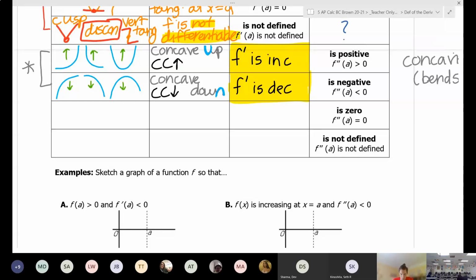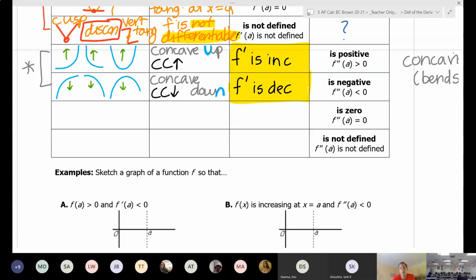In math classes in general, mathematicians are not known for writing long essays. Mathematicians like to be short, clear, and concise. So to help you with that in this class, and also so you don't lose points on the AP exam, I would try to avoid the word "it" as much as possible. Instead of saying things like "it is decreasing," you want to say things like "f prime is decreasing," or "the function is decreasing." So you want to be clear about what is actually decreasing.